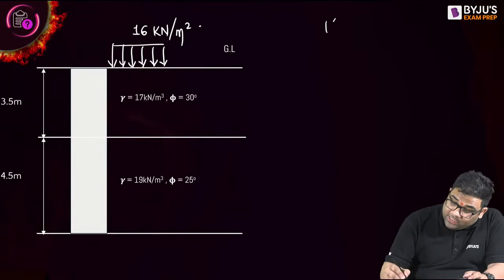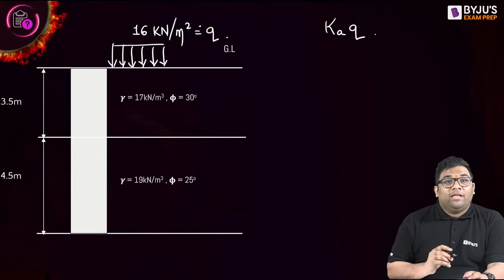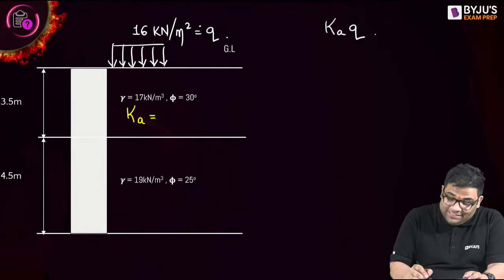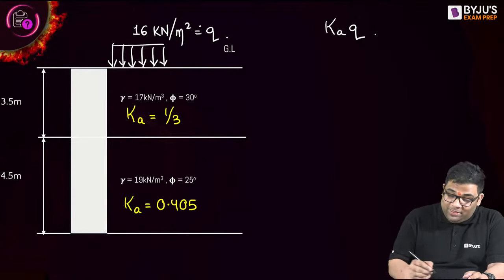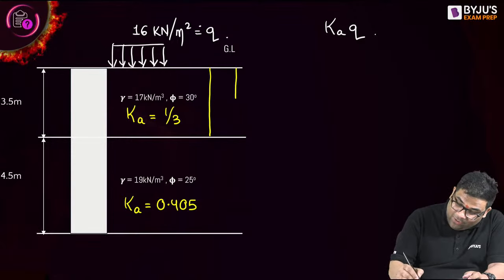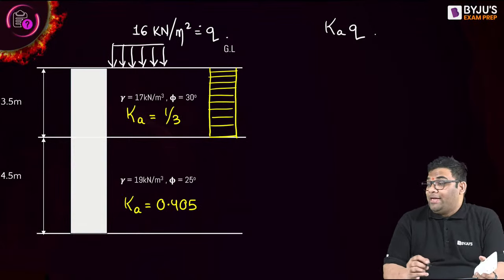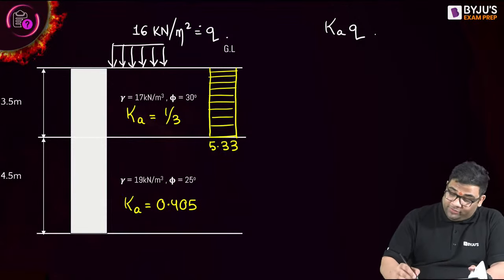Now, the earth pressure due to surcharge is Ka into Q, and this is Q. But the Ka is different for both layers. Here the Ka is 1/3, whereas here the Ka is 0.405. What will be this value? Ka into Q, it will be 16 by 3, which is 5.33.